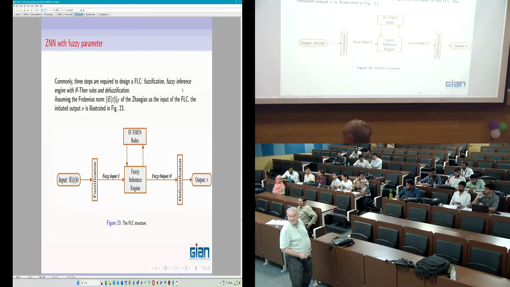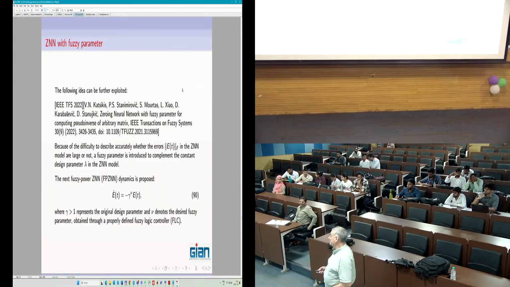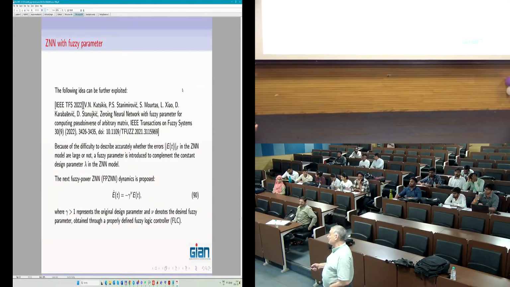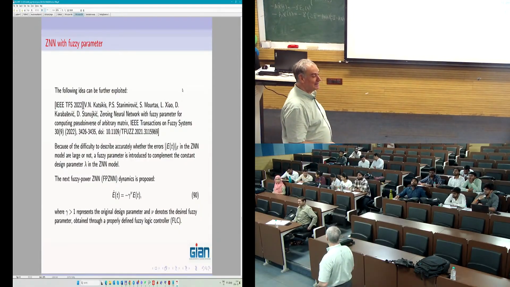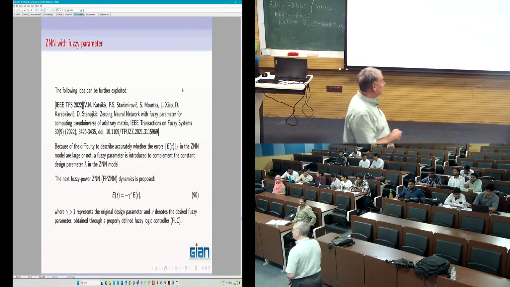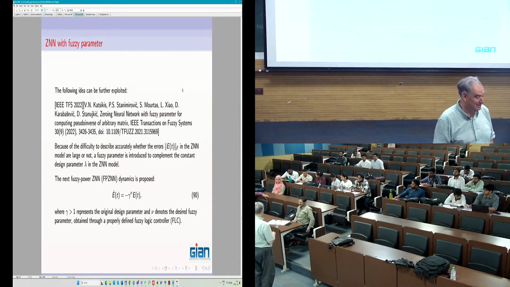This is new, GNN, yes. ZNN with fuzzy parameter was finally published in a good journal, IEEE Transactions on Systems. At that time, this journal was in any case very good.